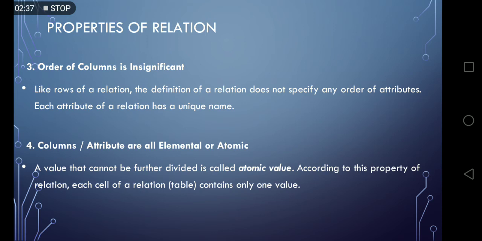Fourth property of a relation is columns or attributes are all elemental or atomic. A value that cannot be further divided is called atomic value. According to this property of relation, each cell of a relation contains only one value. For example, in a student relation, we must write a single telephone number for a student in one cell. More than one telephone number separated by commas is not allowed. Similarly, there should be three attributes for student name such as first name, middle name and last name.